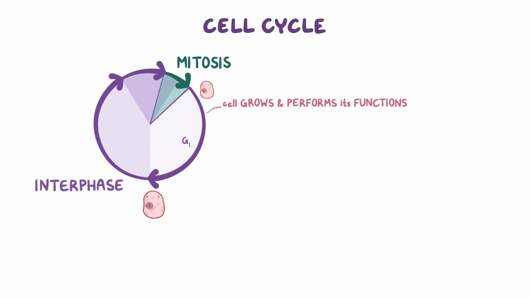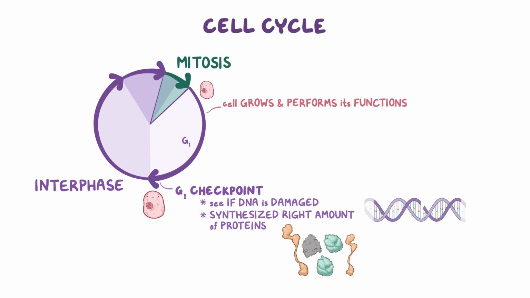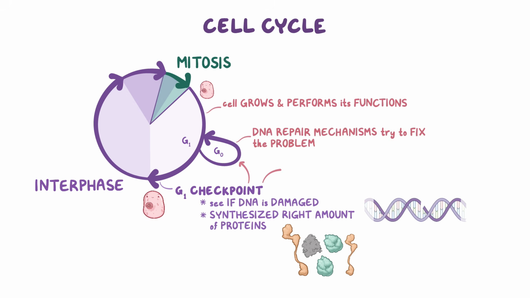Now, the cell cycle refers to the events that somatic cells go through in order to divide into two identical daughter cells. The cell cycle can be divided into two phases, interphase and mitosis. Interphase starts with the G1 phase, during which the cell grows and performs its cell functions. At the end of G1, there's a control point called the G1 checkpoint, where the cell checks to see if the DNA is damaged and it synthesized the right proteins in the correct amount. If there's any reason for the cell not to divide, the cell can either enter a non-dividing state, called the G0 phase, where the DNA repair mechanisms try to fix the problem, or the cell can self-destruct in a process called apoptosis.